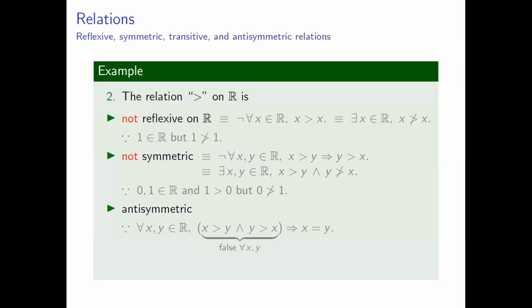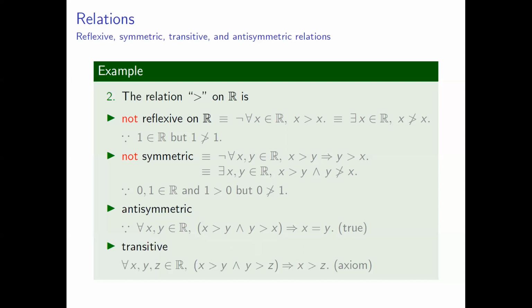The relation greater than is antisymmetric. This is because for any real numbers x and y, the statement x is greater than y and y is greater than x is always false. Hence, the statement if x is greater than y and y is greater than x, then x is equal to y is vacuously true. So the relation greater than is antisymmetric. It is transitive. That is, for any real numbers x, y, and z, x is greater than y and y is greater than z implies that x is greater than z.